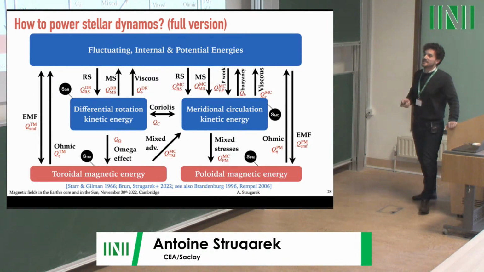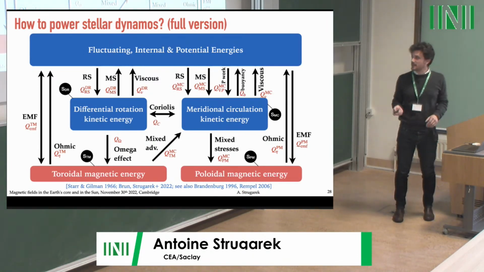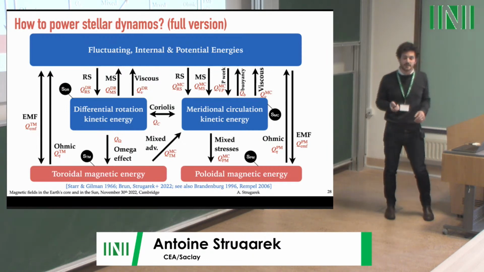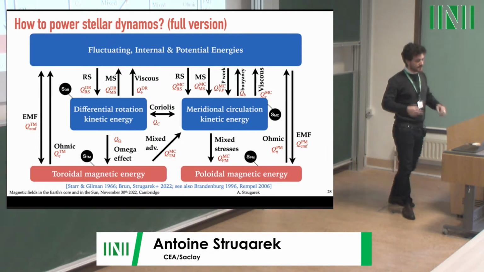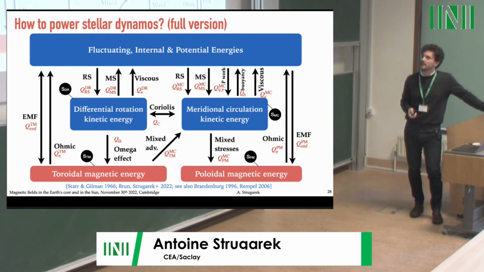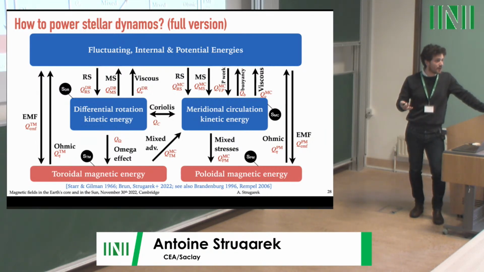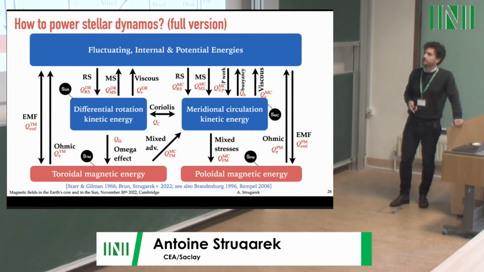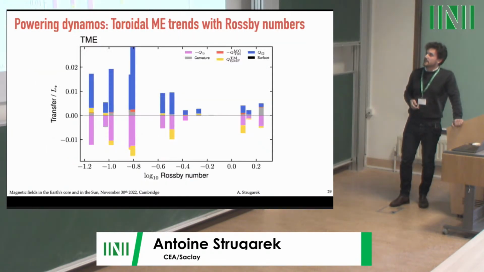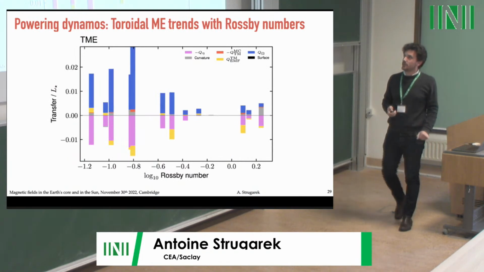So this is only for the mean field, okay? This is taken from a paper from Starr and Gilman in 1966, and we revisited these energy flow diagrams in our set of simulations. And you can actually address what exactly is sustaining your mean field, large-scale toroidal magnetic energy and large-scale poloidal magnetic energy, assessing all these different terms and seeing where the energy flows and how it's actually stored. Okay. So this is what we get for the toroidal magnetic energy.